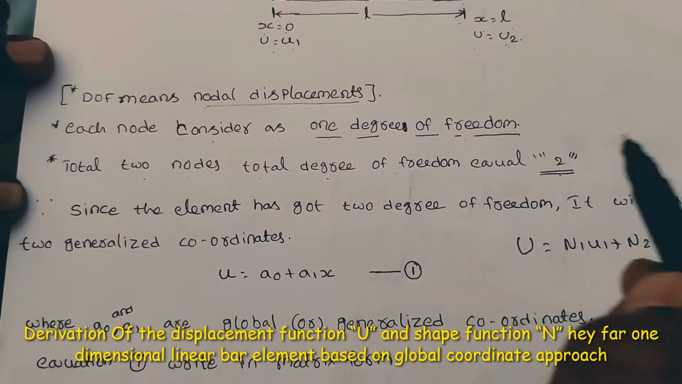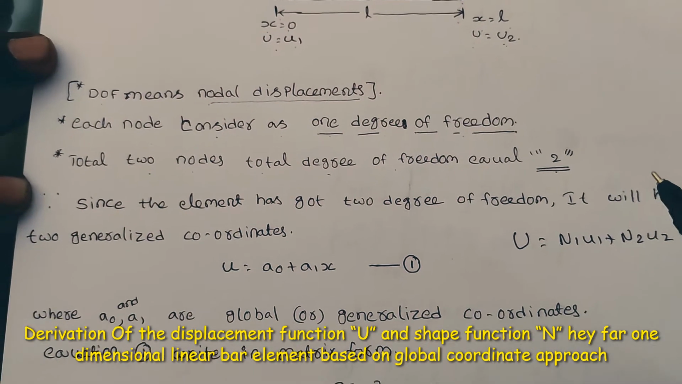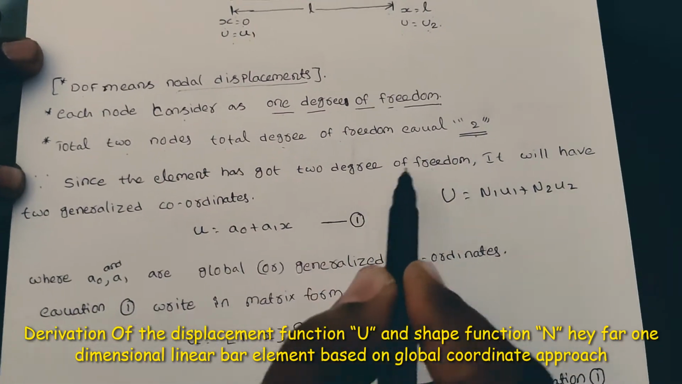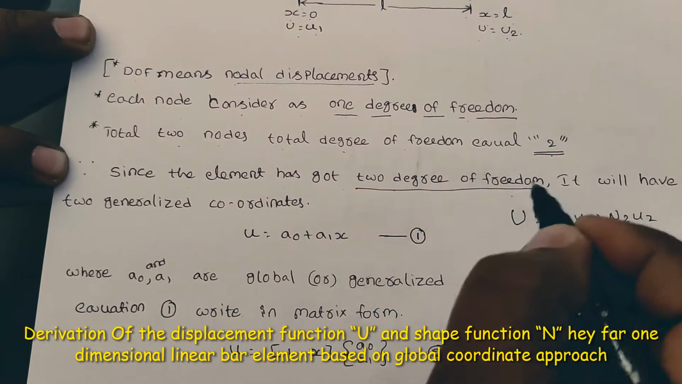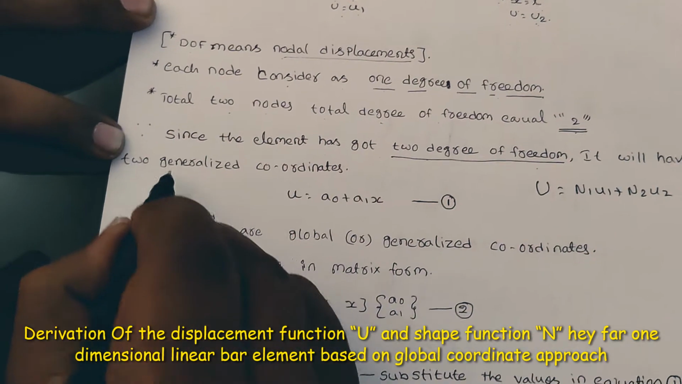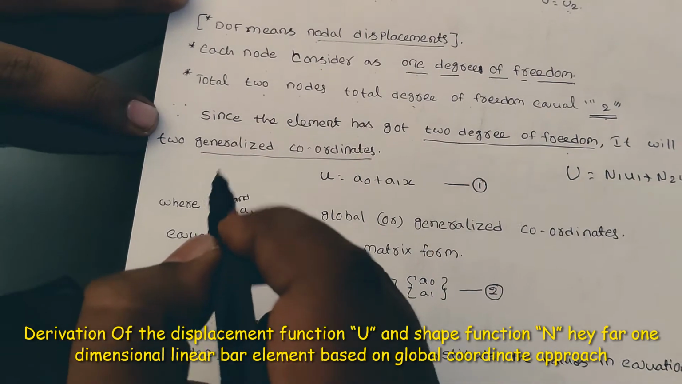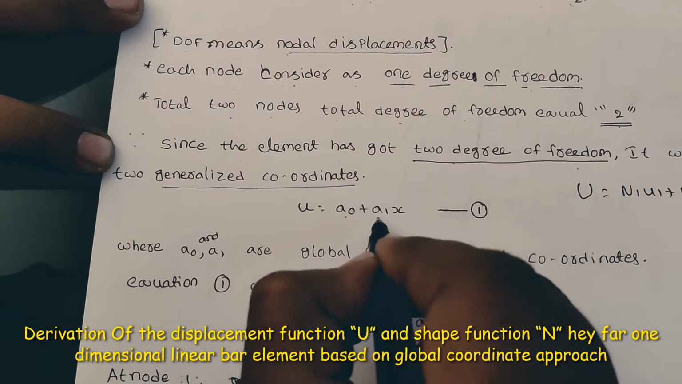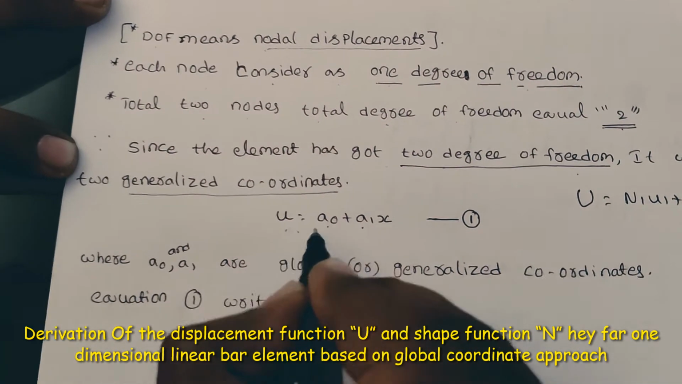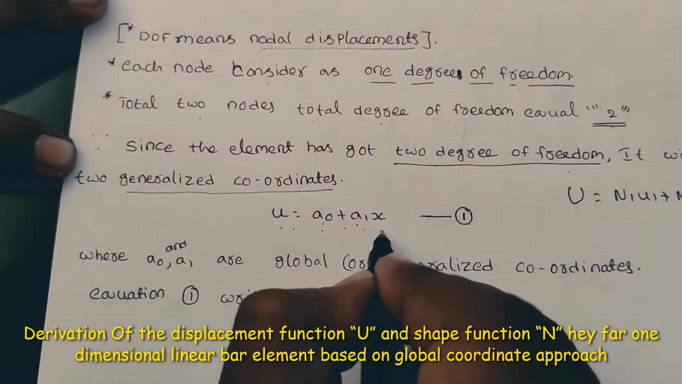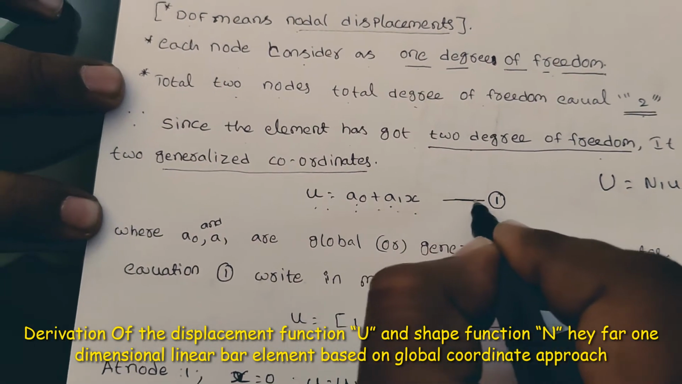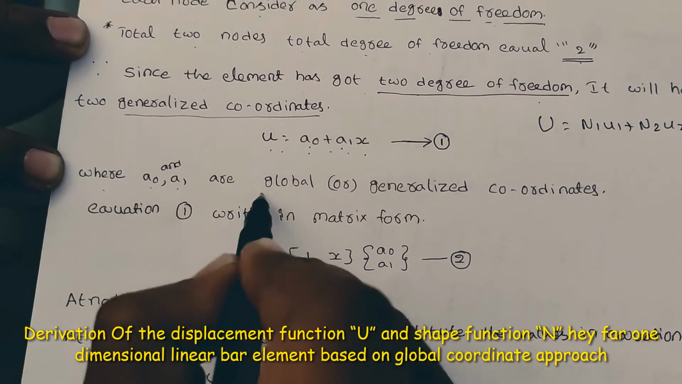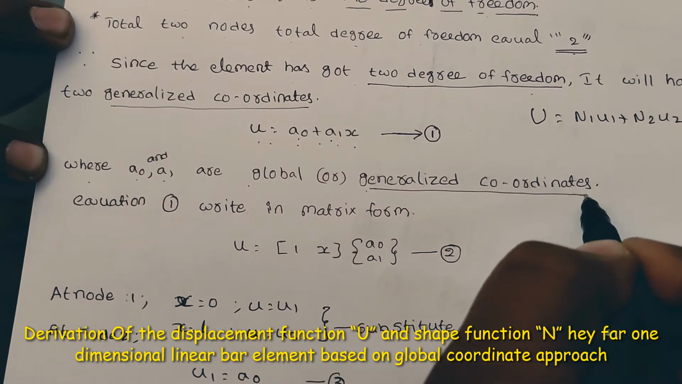Based on this degree of freedom, we are going to consider a polynomial function. Since the element has 2 degrees of freedom, it will have 2 generalized coordinates in the polynomial function. We choose 2 generalized coordinates, a0 and a1. So our polynomial function is u is equal to a0 plus a1x. I am assuming this is my first equation, where a0 and a1 are global or generalized coordinates.